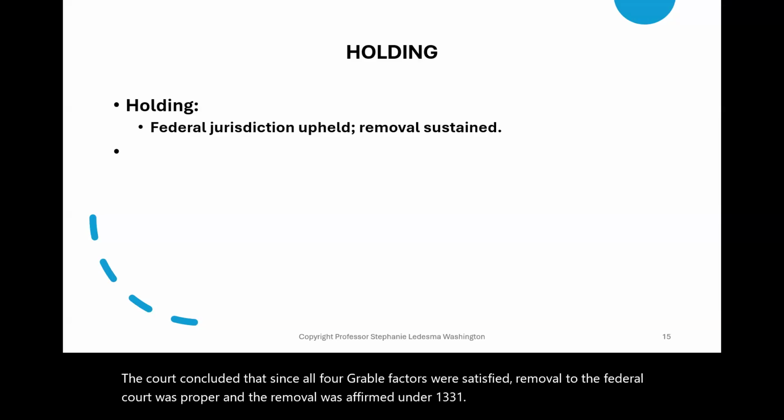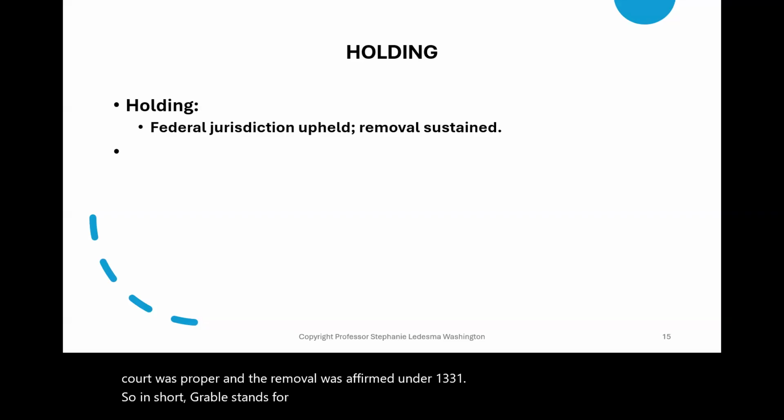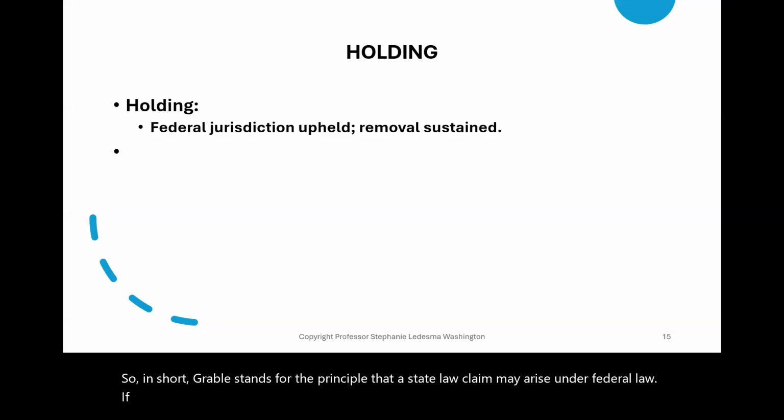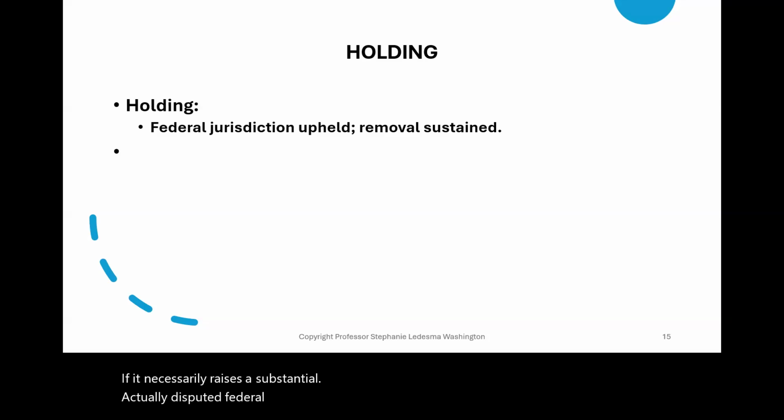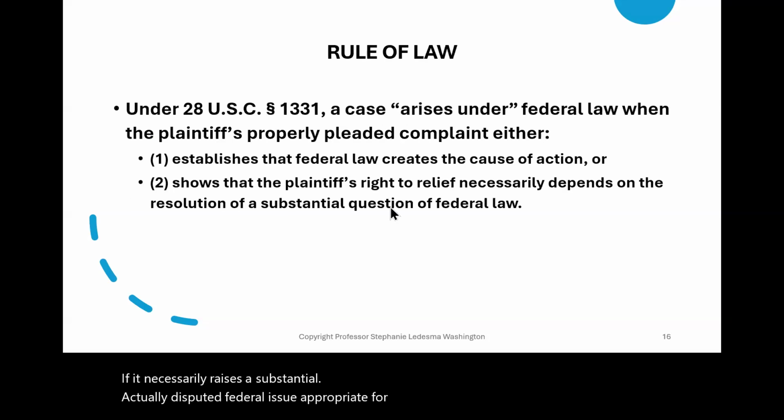So in short, Grable stands for the principle that a state law claim may arise under federal law if it necessarily raises a substantial, actually disputed federal issue appropriate for federal resolution.